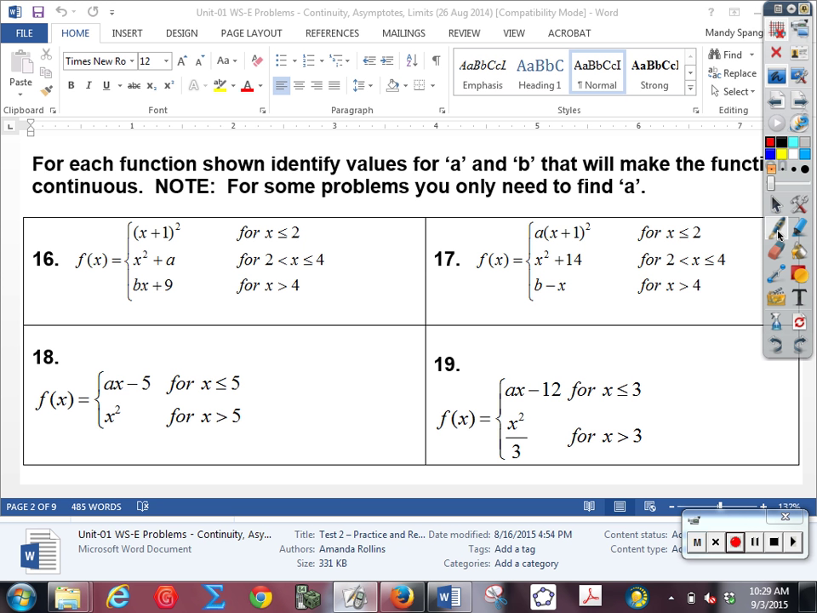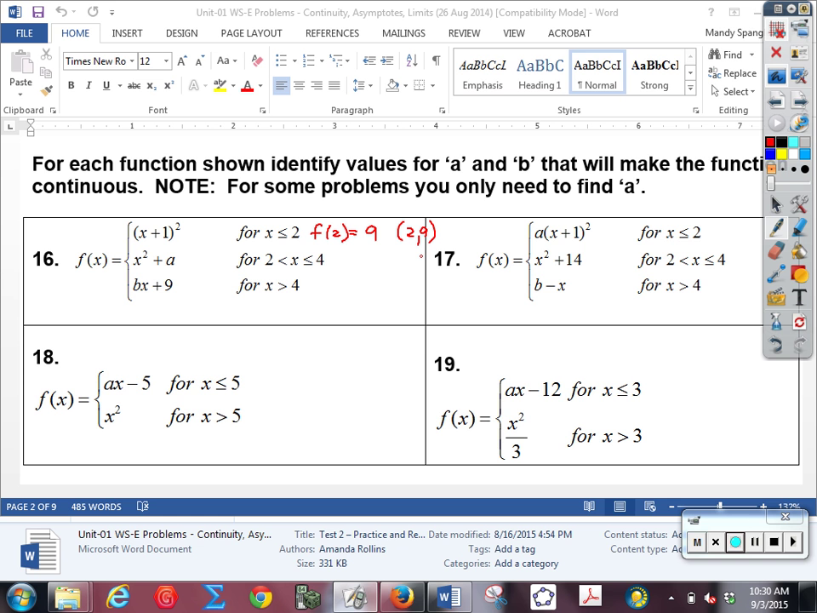So what do you think you need to do first? Do I want to solve for A or B first on this one? A, yeah, because I need to know where this is before I can know where this is. So up here, I'm going to plug in 2. When you plug in 2, you get 9. So I know that this one is at the point 2, 9. I need to make sure that this one starts at the point 2, 9. So how am I going to make sure of that?